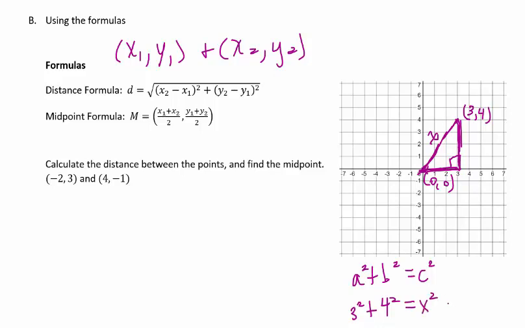Okay, now how would we solve that? We would take the square root of both sides, and that's why we have this square root in the formula. So essentially, the distance formula is derived from the Pythagorean Theorem, and it is based on finding the lengths of sides of a right triangle and then evaluating the expression.